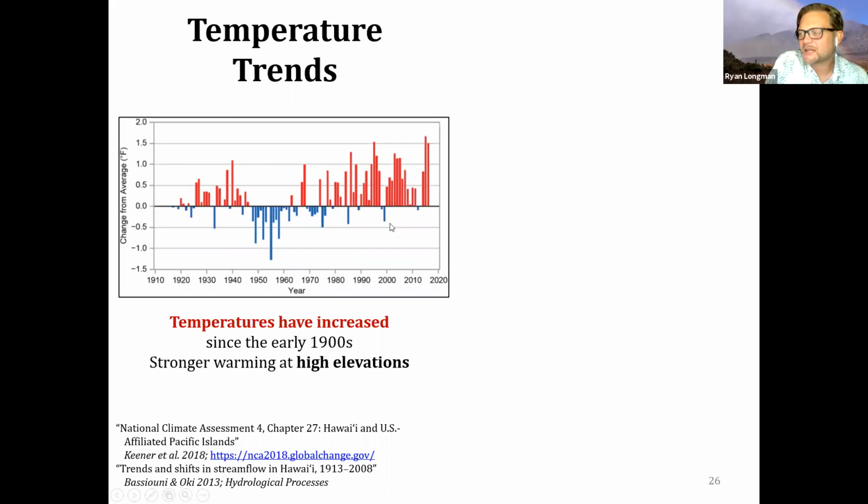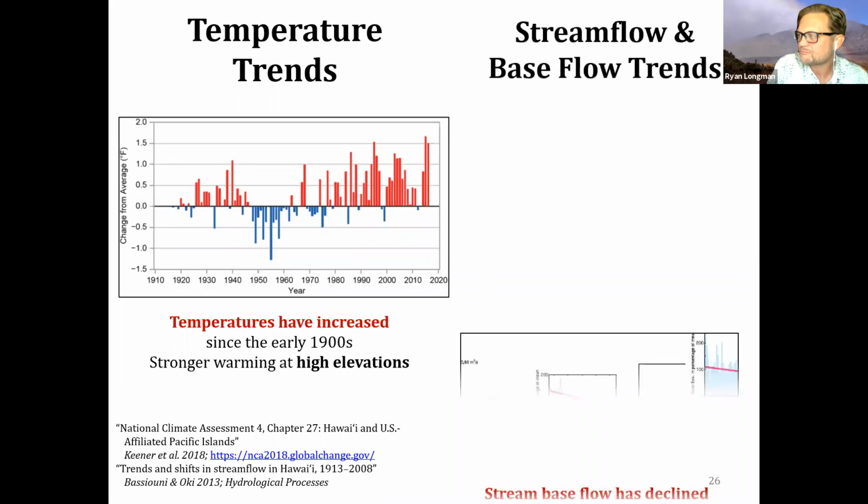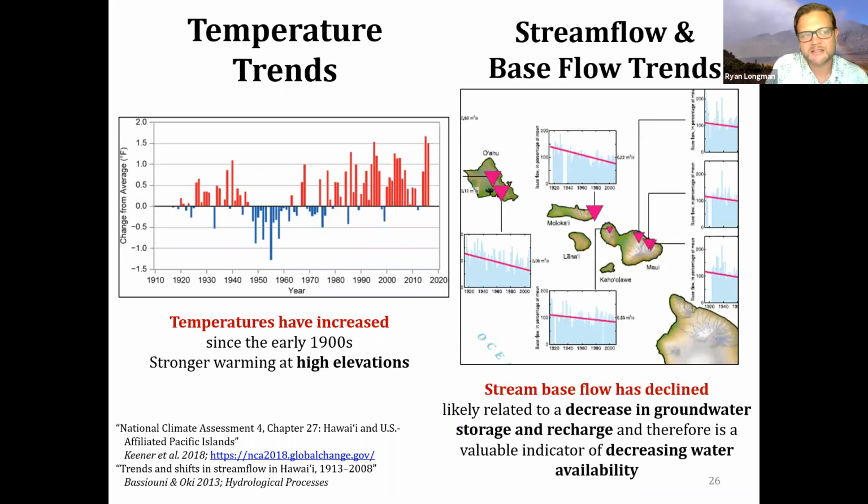And it's very similar to the global patterns, except that even at higher elevations, we find that we're warming a little faster than the global average. Another key observation is a decrease in stream flow and base flow. I don't know if this quite gets at what Chris was asking about in terms of water balance, but there is evidence showing that there's less water making it into the streams, which affects lots of different ecological processes.